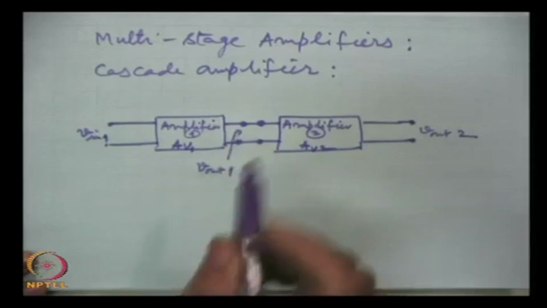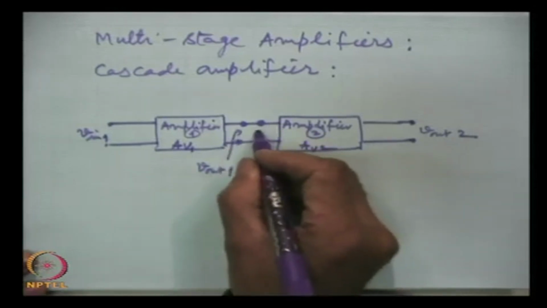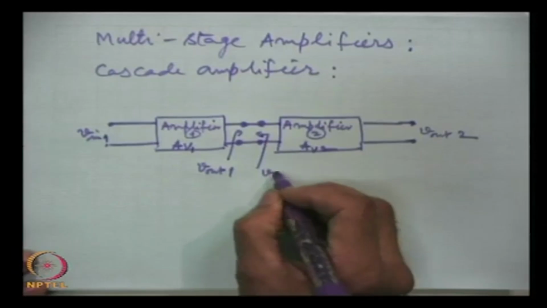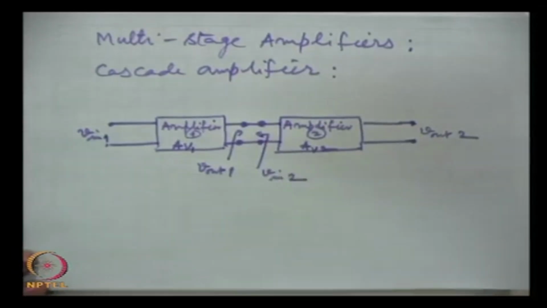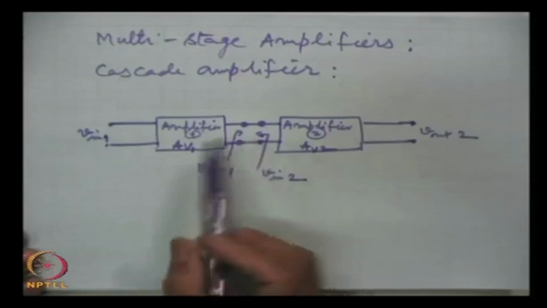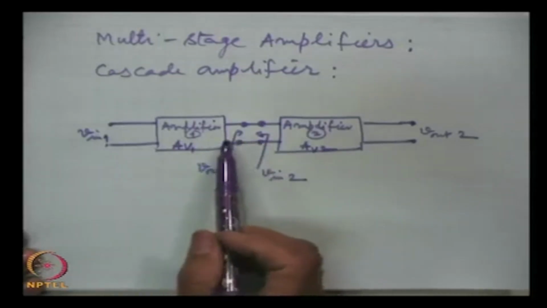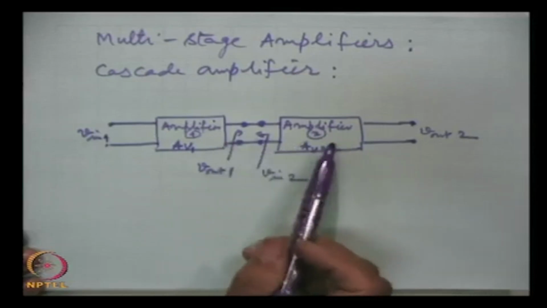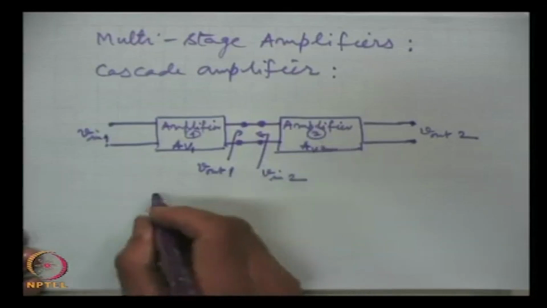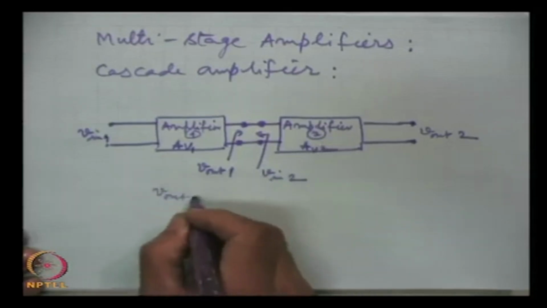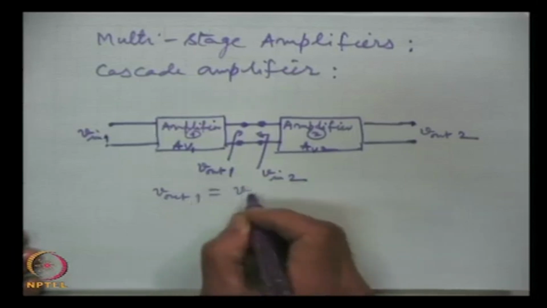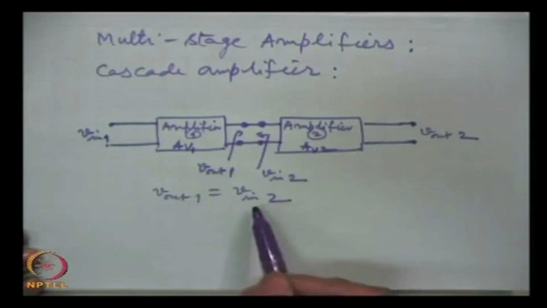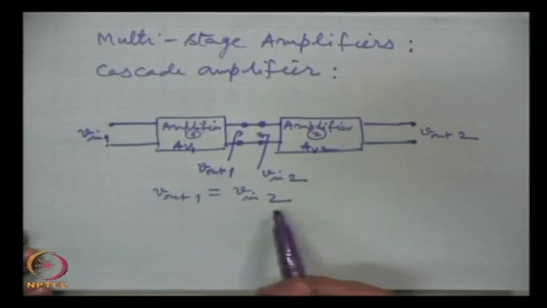Here we feed what is known as V in 2, and obviously, because the output of the first amplifier is fed to the input of the next amplifier, V out 1 is equal to V in 2. The output of the first stage is equal to the input to the next stage.